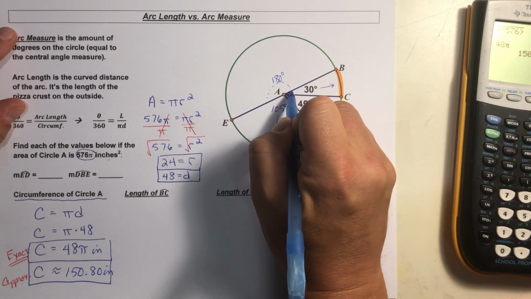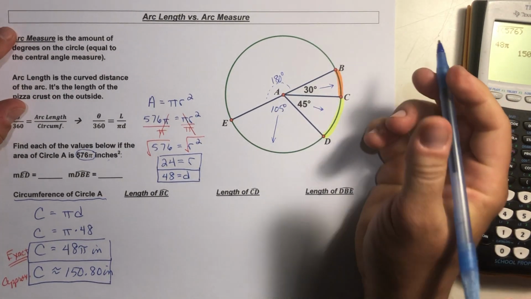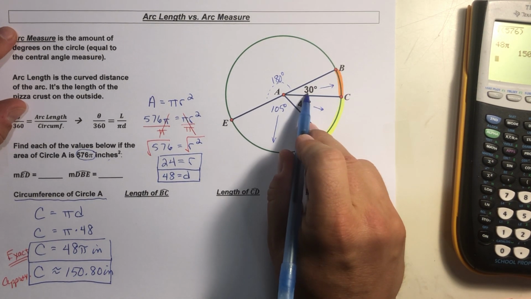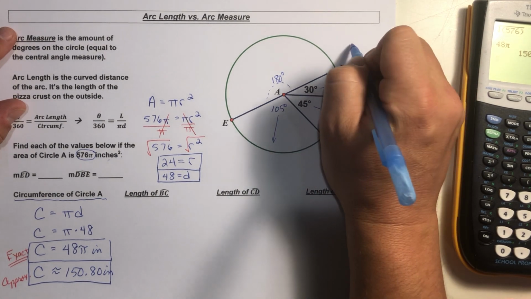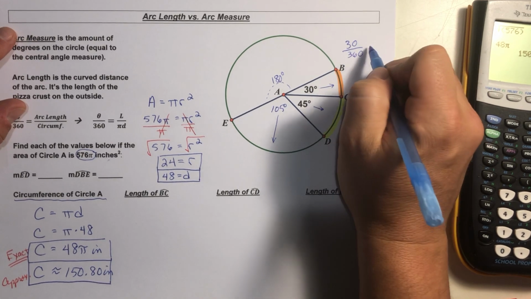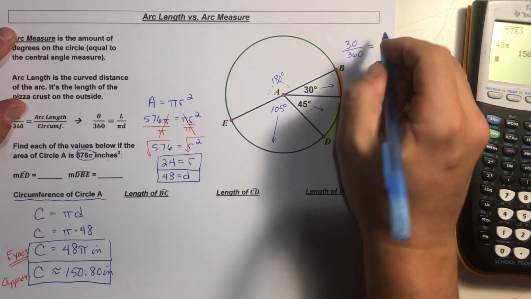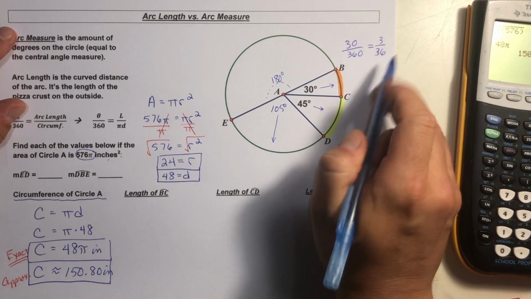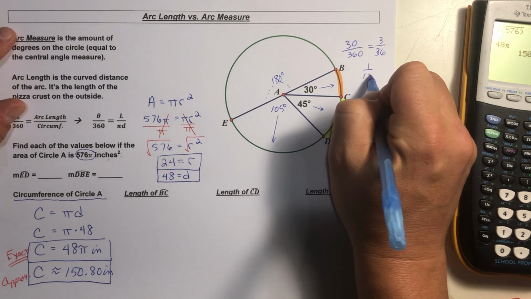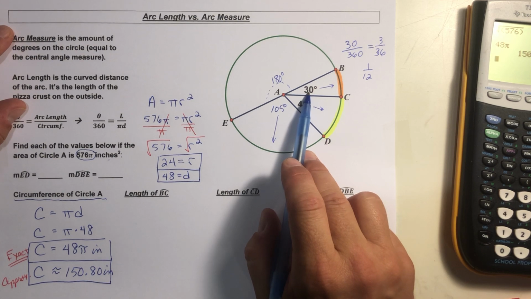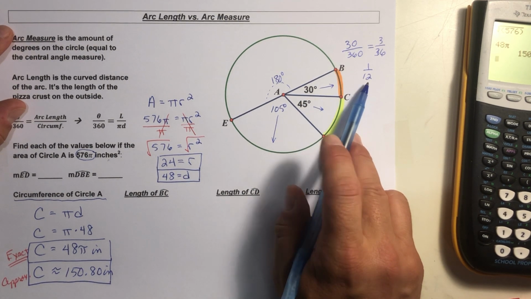One thing I want to start with is this. We should all know that there are 360 degrees in a full circle. So if this little arc is made up of only 30 out of those 360, let's simplify this fraction. I'm going to divide by 10, which will give me 3 over 36. And then if I divide both of them by 3, I'm going to get 1/12. So this little sliver right here that took up 30 degrees is 1/12 of the circle.